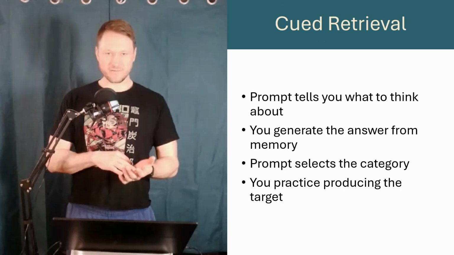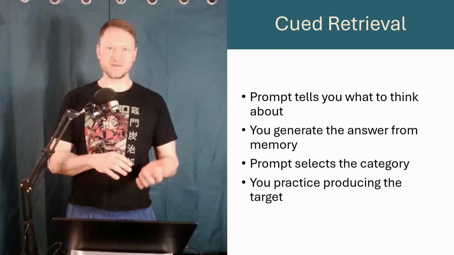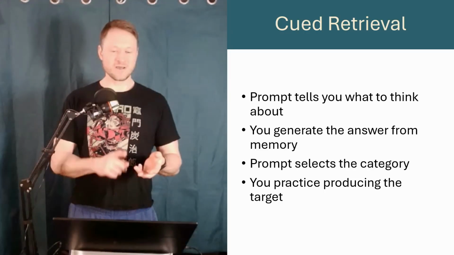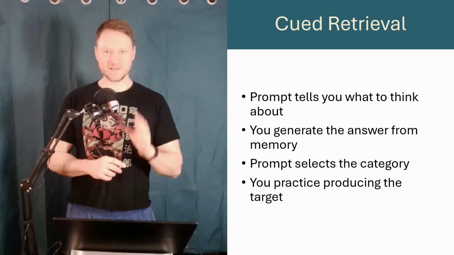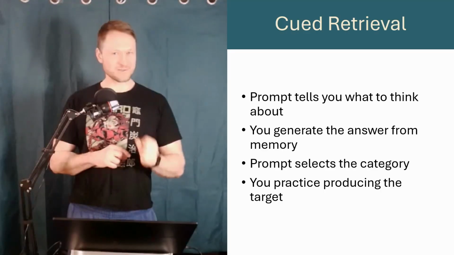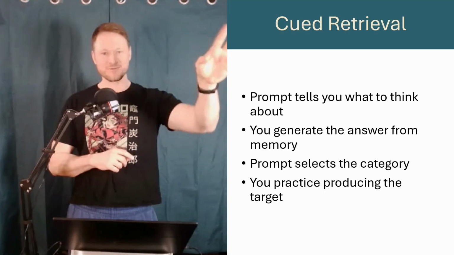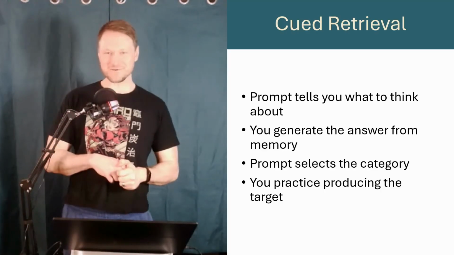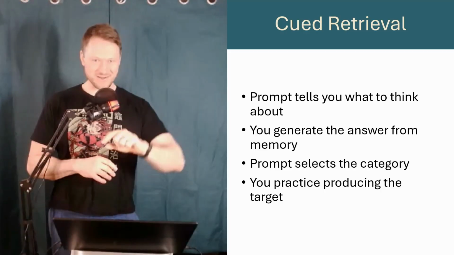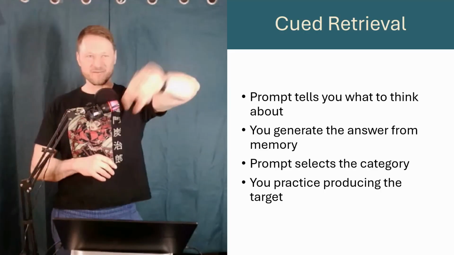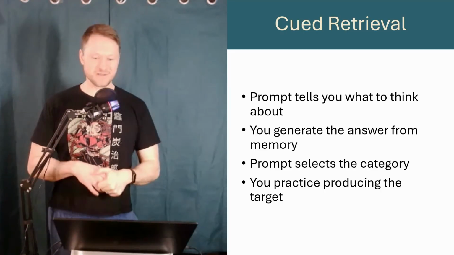So cued retrieval is essentially that. We get a cue, we get a hint, something that will point us in the direction of that pathway. So a little bit of smoke going down that pathway, like in some video games where you're tracking something and it gives you those footsteps so you can follow it and figure out where you're supposed to go.